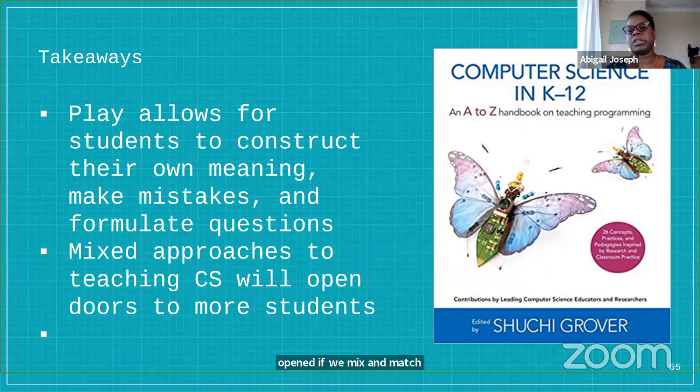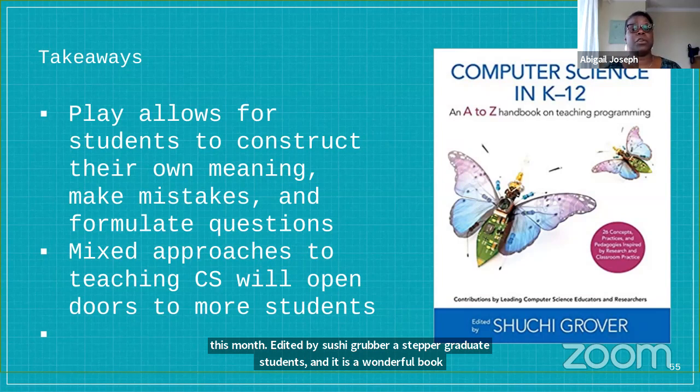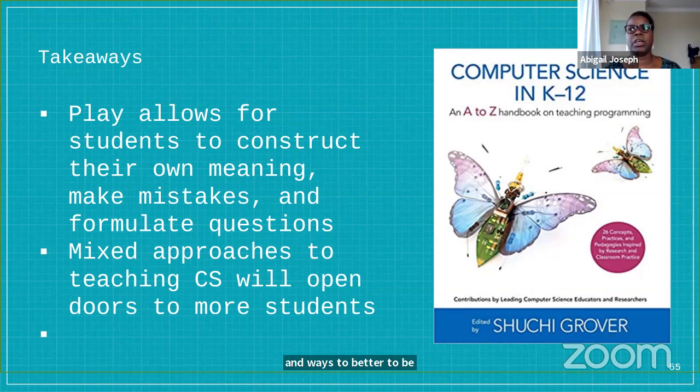And last thing I want to point out is this book, Computer Science in K-12, an A to Z handbook on teaching programming, just came out this month, edited by Sushi Grover, a Stanford graduate student. And it is a wonderful book filled with examples and ways to be a better computer science teacher. So for those of you that are already teaching computer science, and even if you're thinking about teaching computer science, this is the one book that really talks about the pedagogy of teaching computer science, versus how do you walk through a lesson of teaching loops or conditionals or any other type of concept. So this is a great resource that would be another great addition to the idea of introducing play in the computer science classroom.